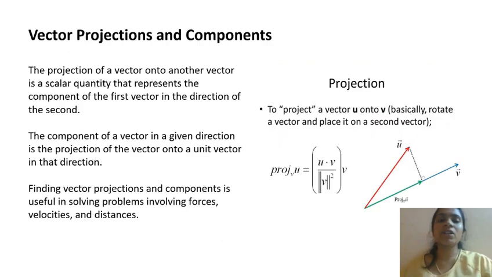Vector projections and components. The vector projection of a vector onto another vector is a scalar quantity that represents the component of the first vector in the direction of the second. The component of a vector in a given direction is the projection of the vector onto a unit vector in that direction. Finding vector projections and components is useful in solving problems involving forces, velocities, and distances.